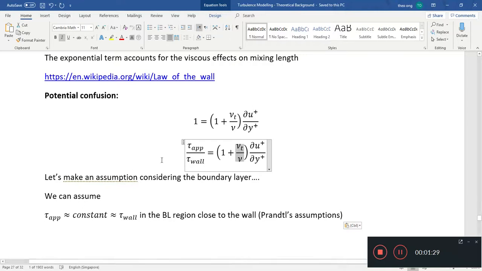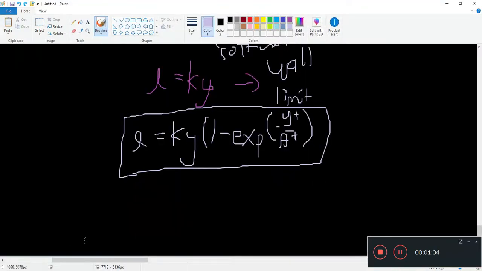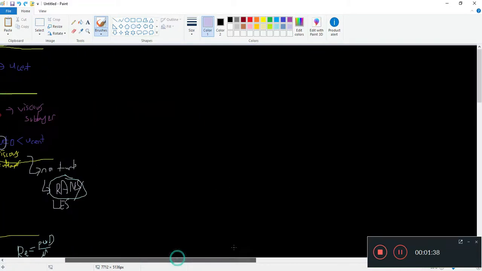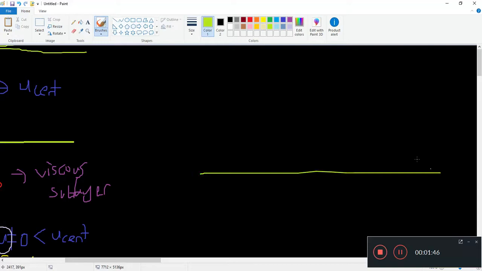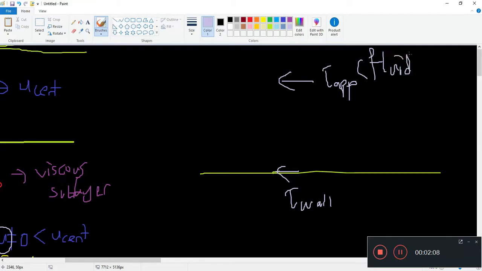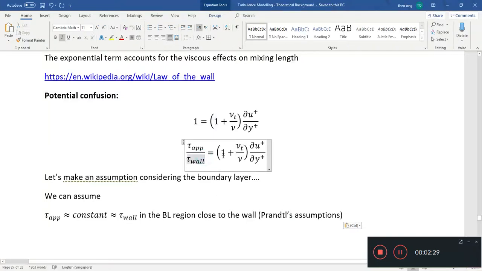Now, let me draw here. Let's say you have the wall here, and the shear stress pointing this way, tau wall, and here is the tau apparent at the fluid. What we are saying is that these two quantities are the same. But over here you have lots of turbulence, and here you have no turbulence. If that is true, how can these two be the same?